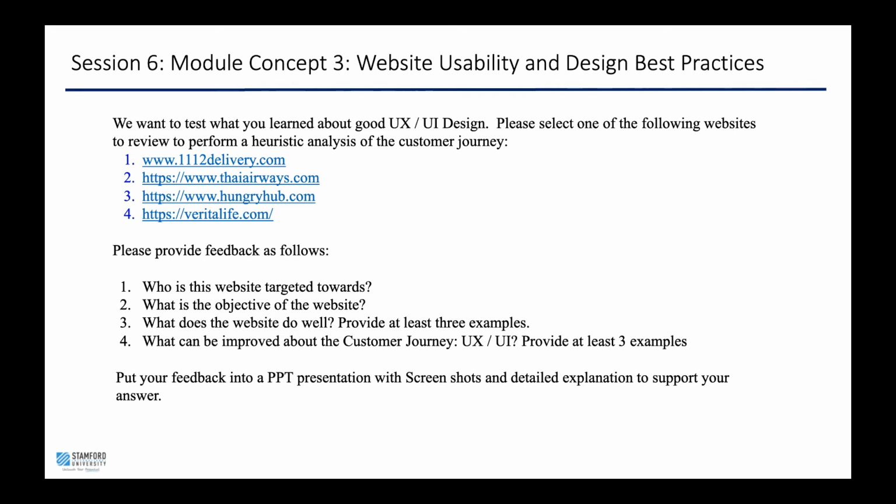So what I want you to do is select one of these websites: 1112 Delivery, Thai Airways, Hungry Hub, or Verita Life, and provide the feedback as follows. I'm going to ask these questions. Who's the website targeted towards? What's the objective of the website? What does the website do well? Provide at least 3 examples. And then what can be improved about the customer journey, the UX or UI? Please provide at least 3 examples of that.